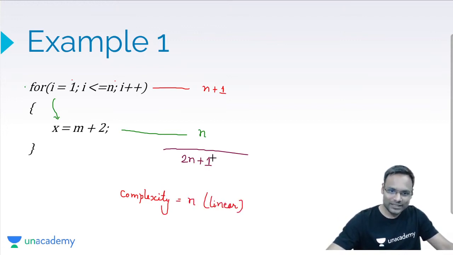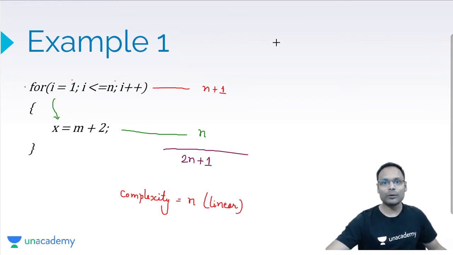Now in linear complexity you can ignore the other values, 2n, n plus 3, n plus 4, 5n or something.